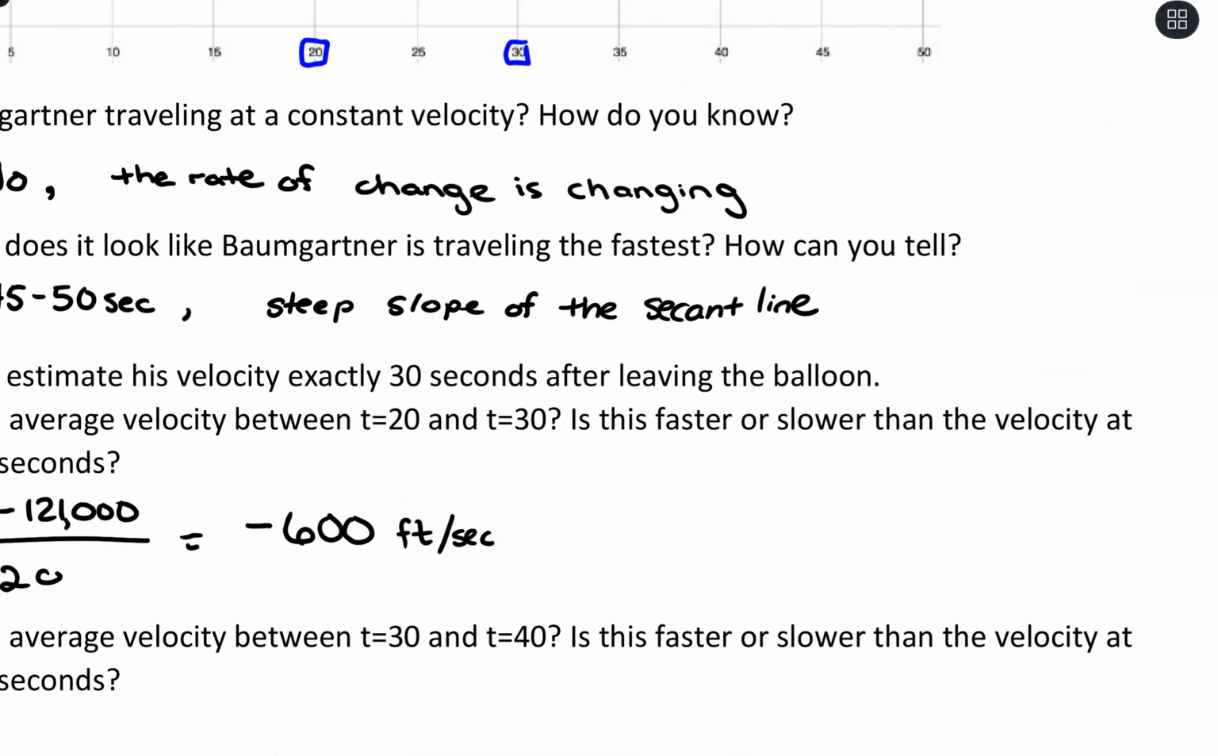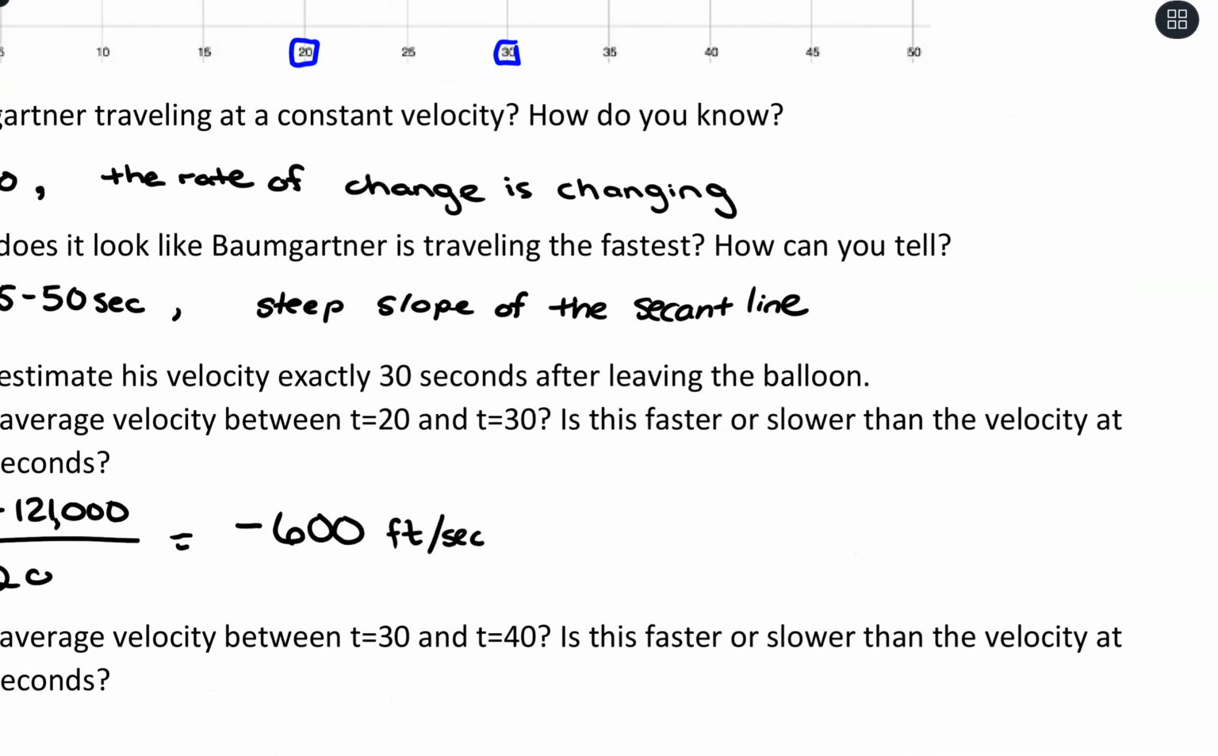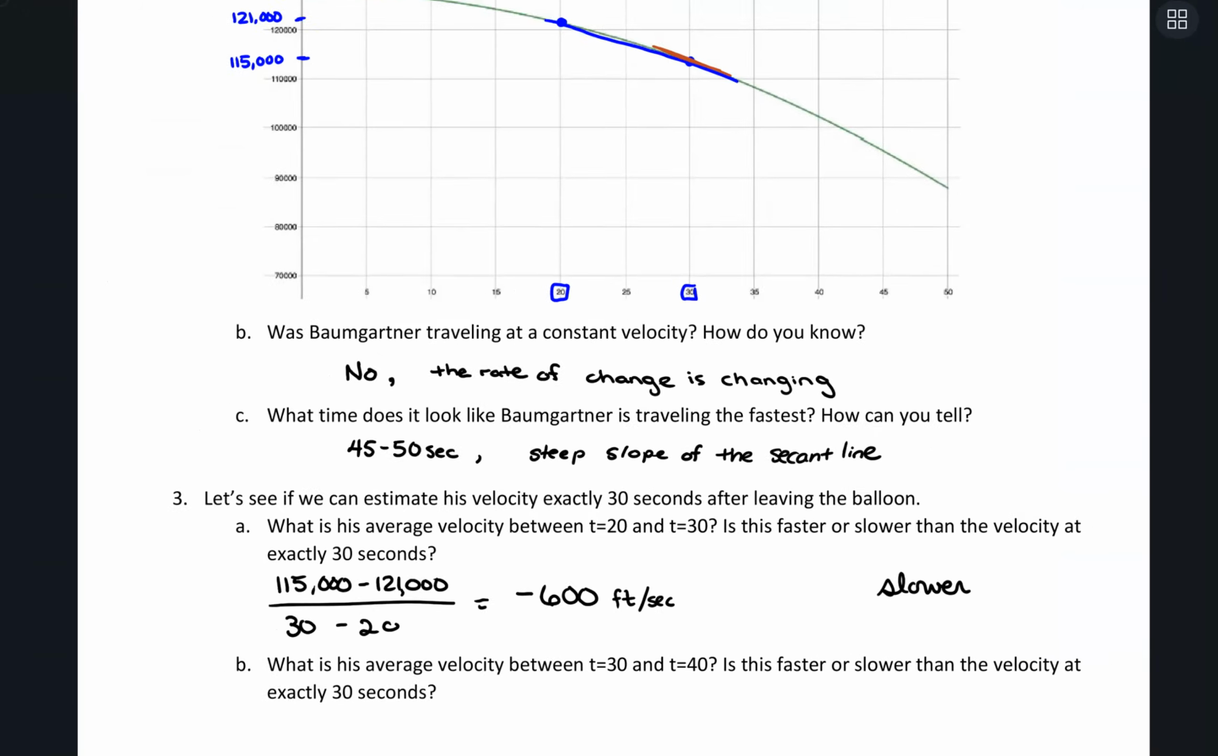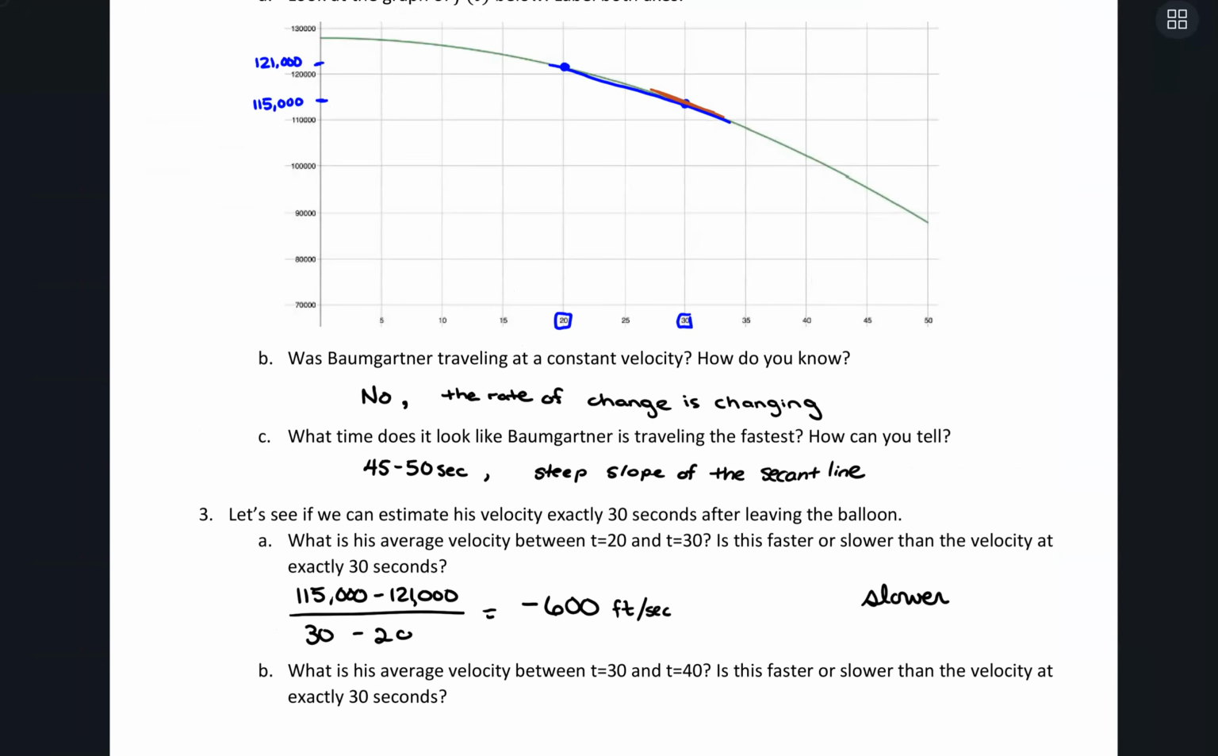So is this faster or slower than the velocity at exactly 30 seconds? We're going to say slower because we're looking at that left-hand side where the rates of change are not as steep. Okay, what is his average velocity between 30 and 40 seconds?